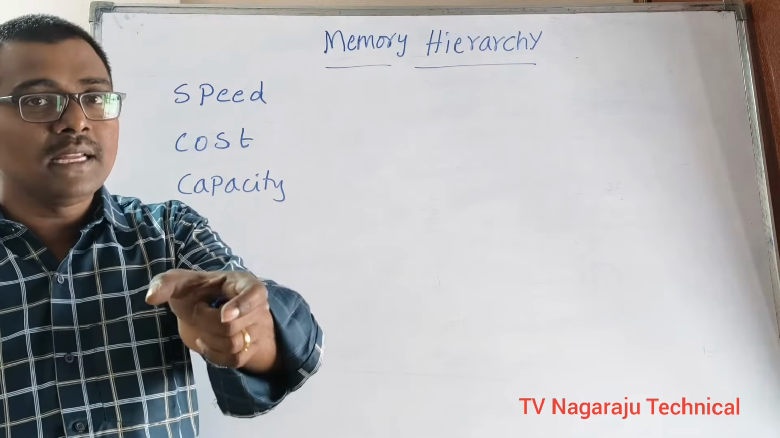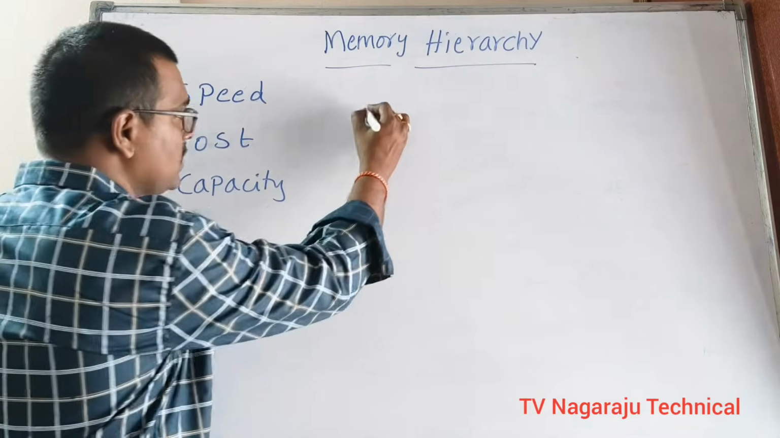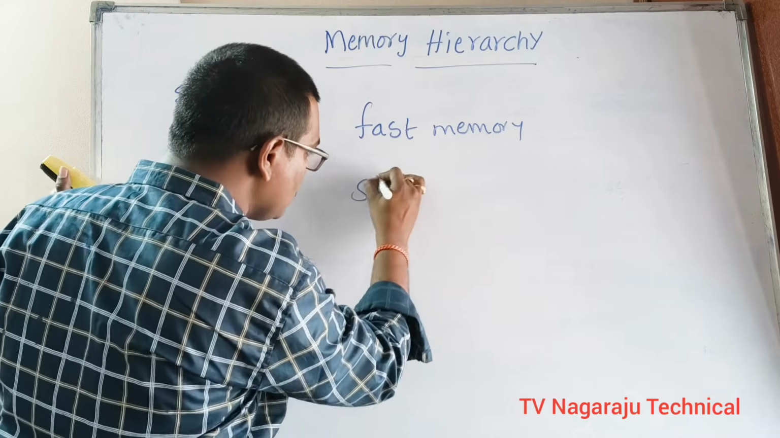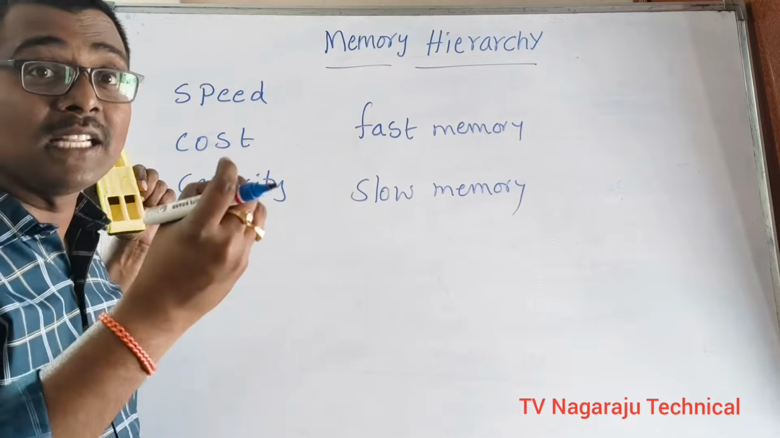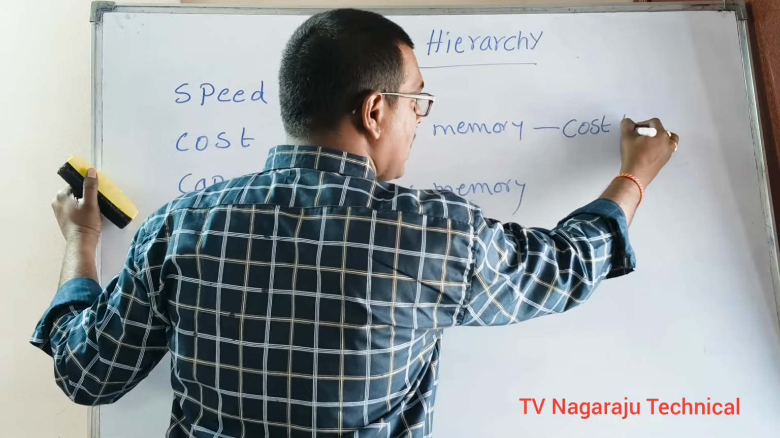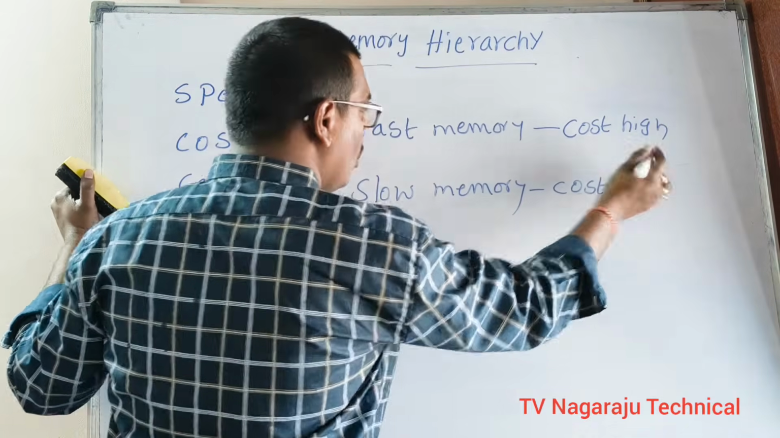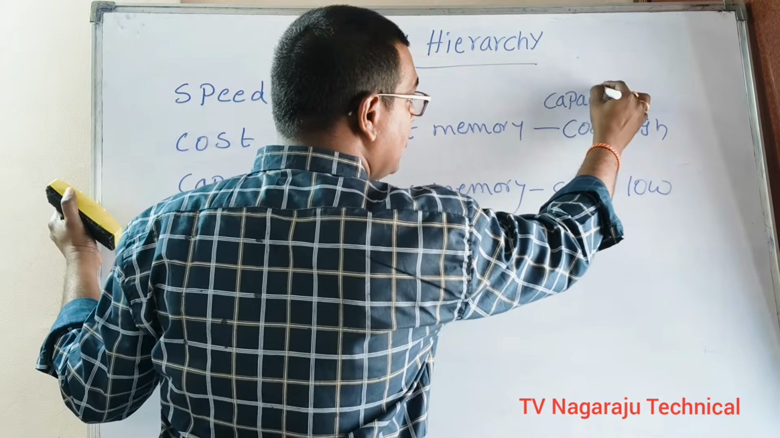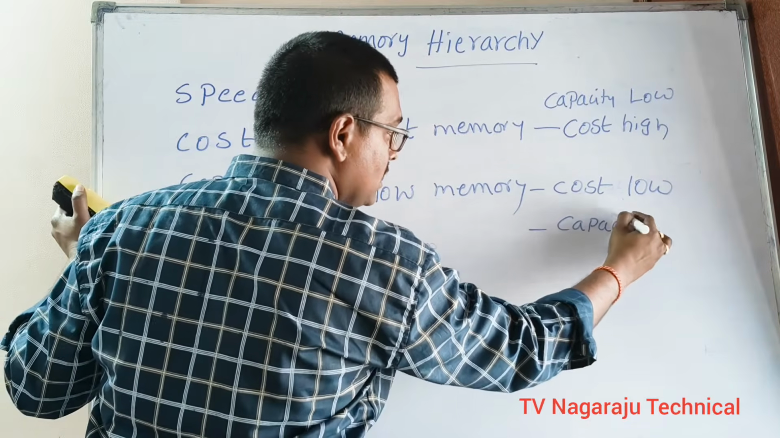And what is the reason why we are using this hierarchy? In general terms, there are fast memory and slow memory. Here fast and slow refer to the transfer rate. If it is a fast memory, the cost is high. If it is a slow memory, the cost is low. And if it is a fast memory, the capacity is low. And for slow memory, the capacity is high.